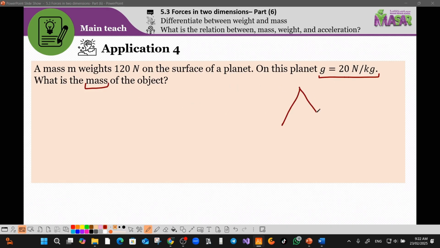Now, let's construct the triangle that links the force of gravity to mass and G. Since we are looking for the mass, let's hide the mass here. And the mass will be equal to Fg over G. Now, the Fg is given by 120, the G is given by 20, and the mass is equal to 6 kilogram.